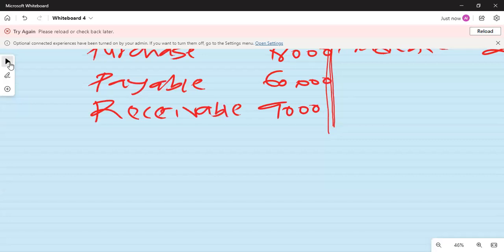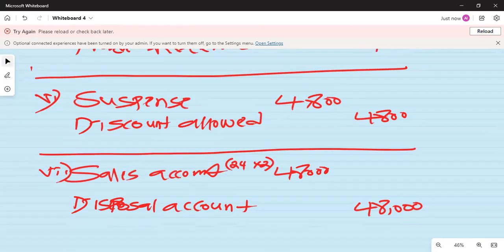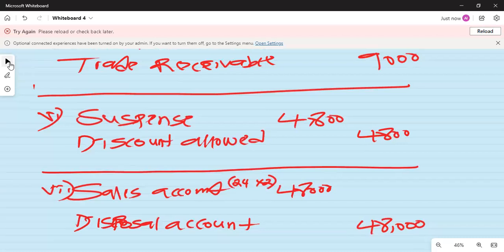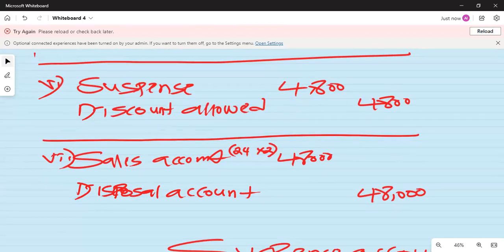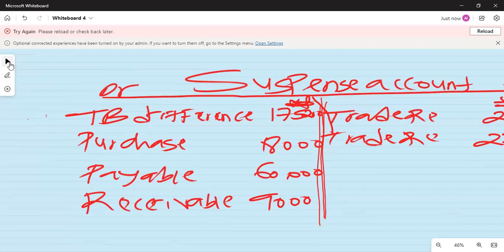Then I think we still have another one. This one is the sales, which is not going to suspense. We have discount allowed. Suspense account should be debited with 4,800.